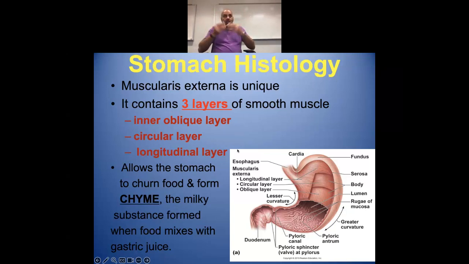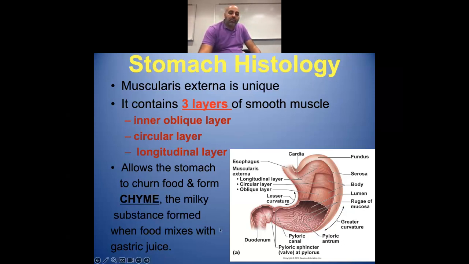Muscularis externa, like we mentioned, has 3 layers: oblique, circular, longitudinal. So when we eat and that food bolus comes down, we need to churn it. We're mixing it with acid. We're mixing it with the pepsinogen, really pepsin at that point, and it's going to activate. We're churning it up, breaking it up, and we form what's called chyme. Chyme is that mixture.